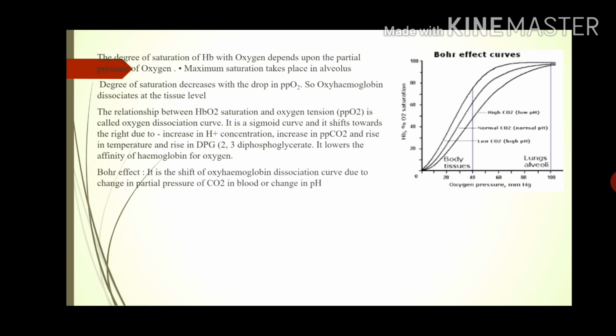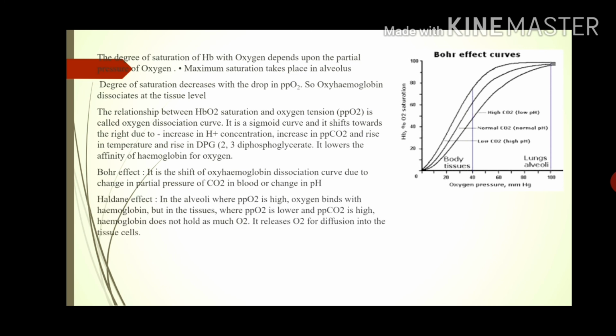Now the relationship between hemoglobin and oxygen, that is oxyhemoglobin saturation, and the partial pressure of oxygen can be given in a graph. This is a graph which shows the oxygen pressure here and the hemoglobin oxygen saturation. Now this can change. If there is high concentration of carbon dioxide, the curve, which is sigmoid, will shift to the right. This is called the Bohr effect.